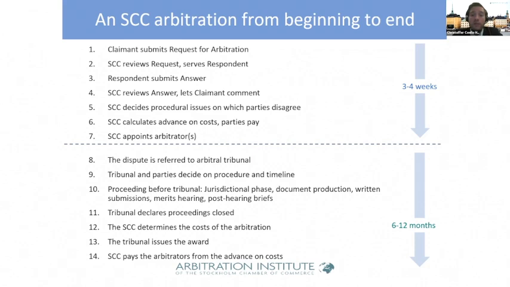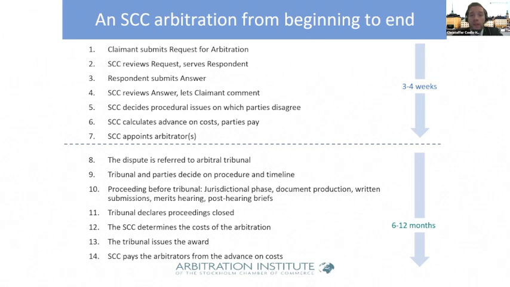Also, one quite common feature is for the tribunal to actually declare the proceedings closed following post-hearing briefs after the hearing in the case. And after all of this is finished, the tribunal will issue or render an arbitral award.